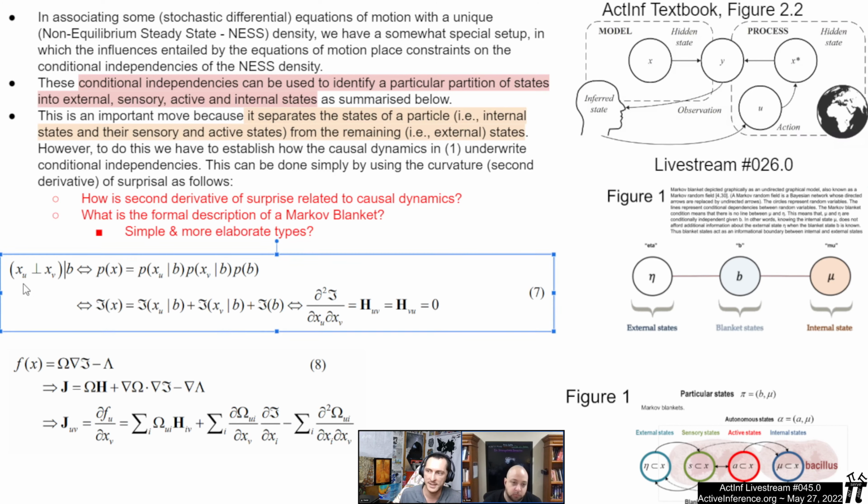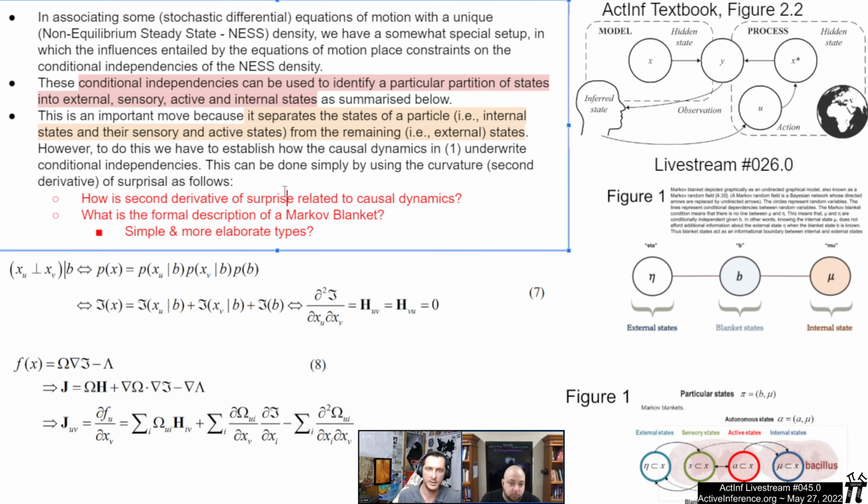But just to look at 7, we basically have X, U, and V. X sub U and X sub V are conditionally independent, conditioned upon B, the blanket. And the second derivative of surprise equals 0. What does it mean? How is the second derivative of surprise related to causal dynamics and the partitioning?